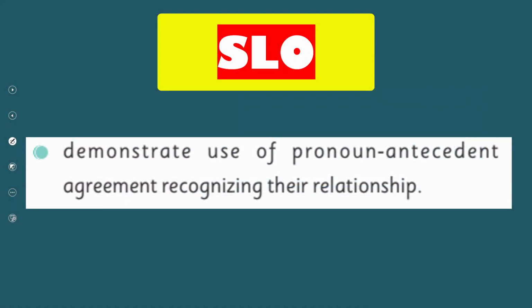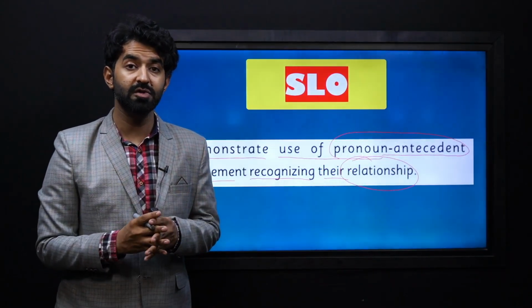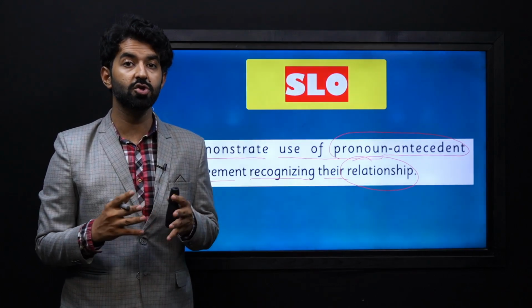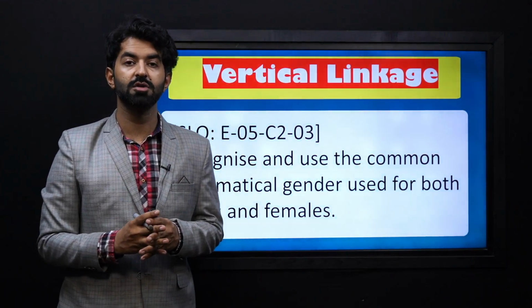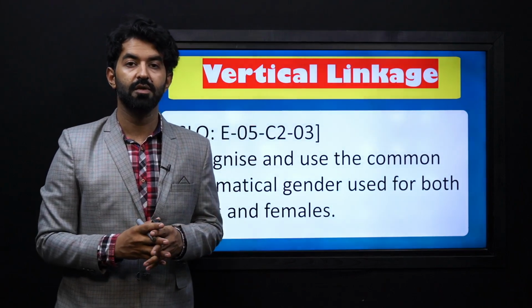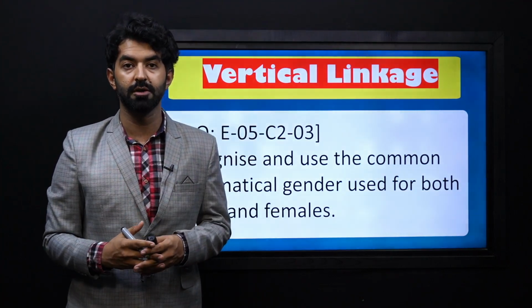So our students learning outcome is to demonstrate use of pronoun antecedent agreement, recognizing their relationship. So my dear learners, in this pronouns lecture we will be talking about pronoun antecedent agreement and the relationship that they have. Now that we are clear about our students learning outcome, here is a vertical linkage of this SLO with the previous grade that you have already gone through and can easily link with by recalling what you learned.